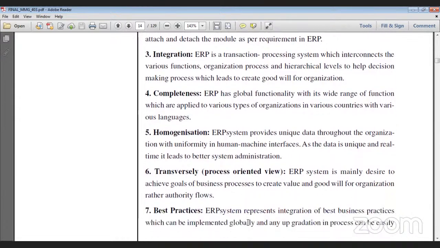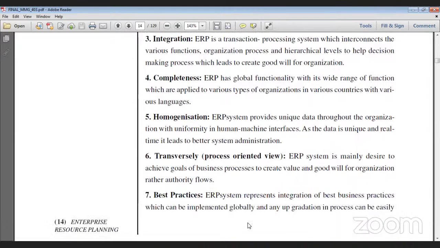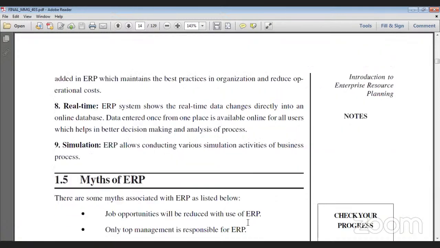There is the seventh point of best practices here. The ERP system represents the integration of best business practices which can be implemented globally, and any upgradation in process can be easily added in ERP, which maintains the best practices in the organization and reduces operational cost also. Then the eighth point here is real time.